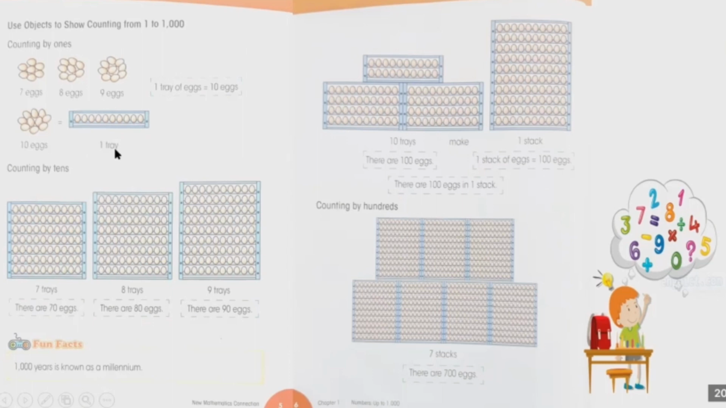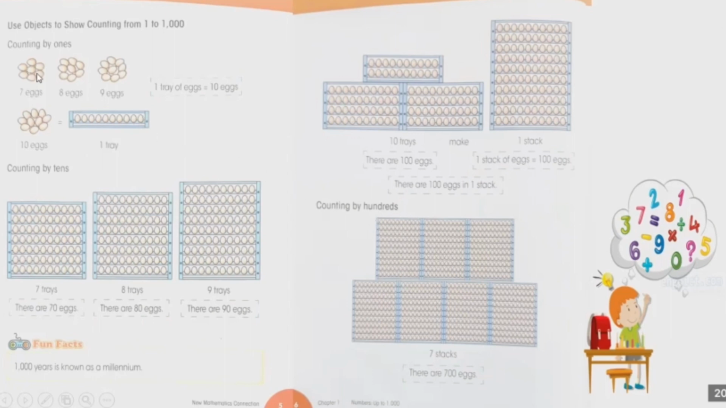A while ago, 1 tray, 10 eggs. Here 10 trays make 1 stack. So there are 100 eggs in 10 trays. 1 stack of eggs is equal to 100 eggs. 10 trays, 100 eggs. 1 stack, 100 eggs. So they're the same number. Now there are 100 eggs in 1 stack. Now this is counting by hundreds.